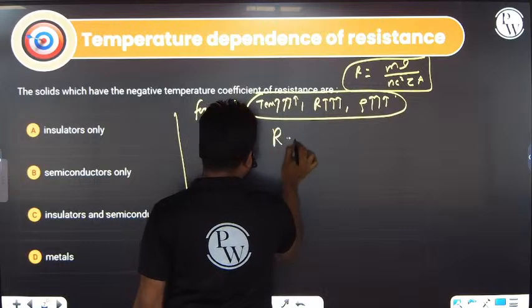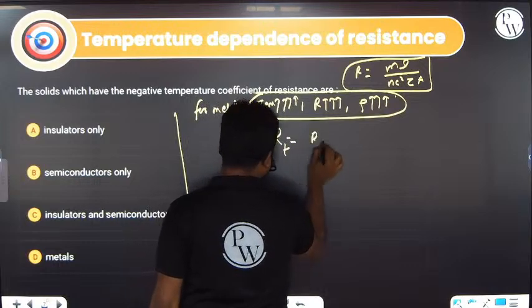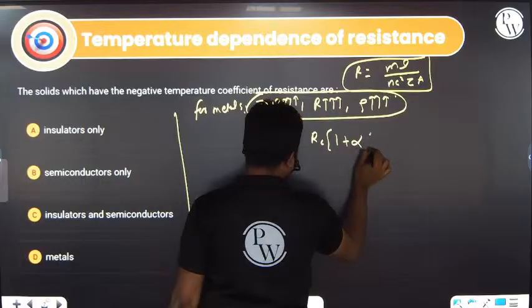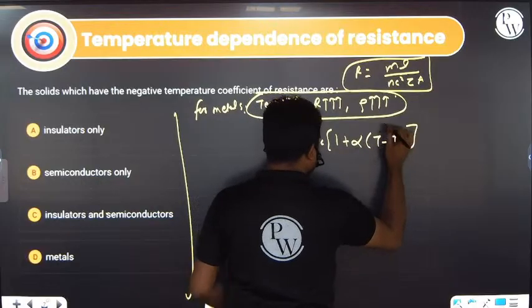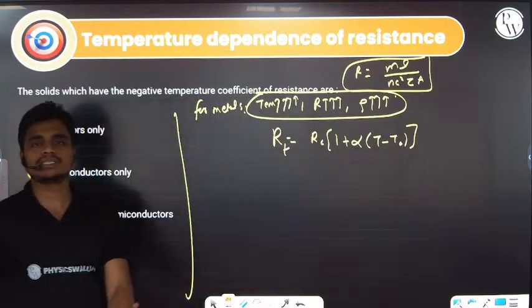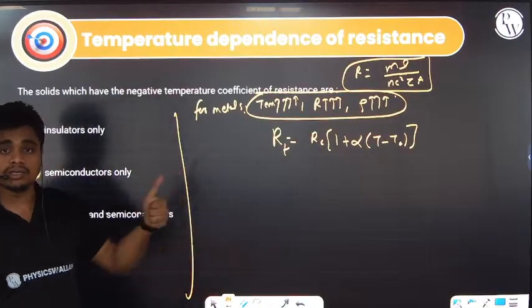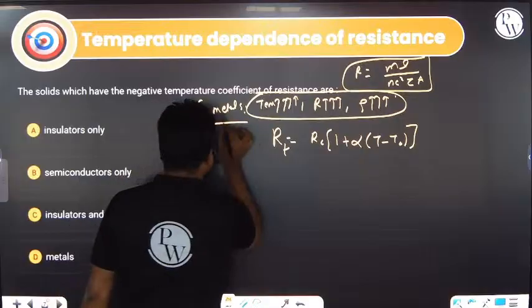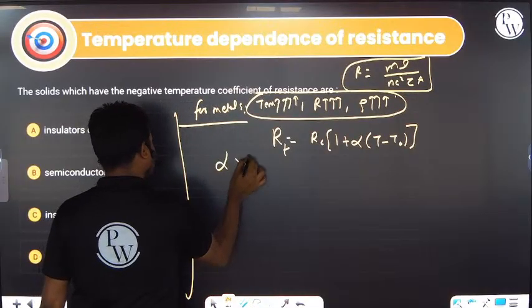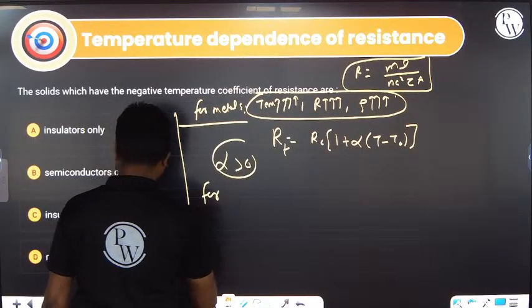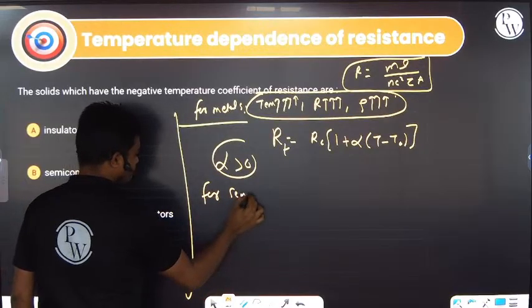And what is the formula here? R at T equals R naught into 1 plus alpha into T minus T naught. Here alpha is the temperature coefficient of resistance. If alpha is positive, it means that with an increase in temperature, the resistance will also increase. This is for metals only. So alpha is positive for metals, but for non-metals, that is insulators and semiconductors, it differs.